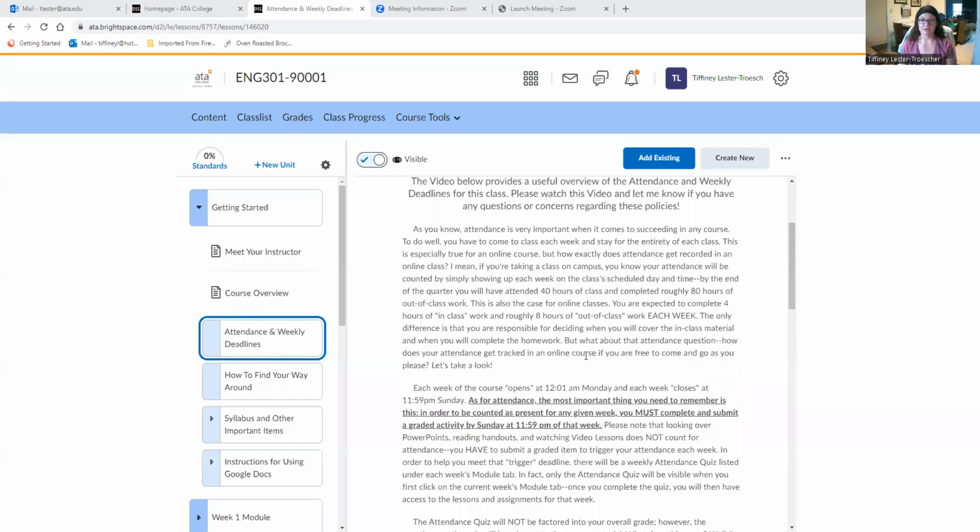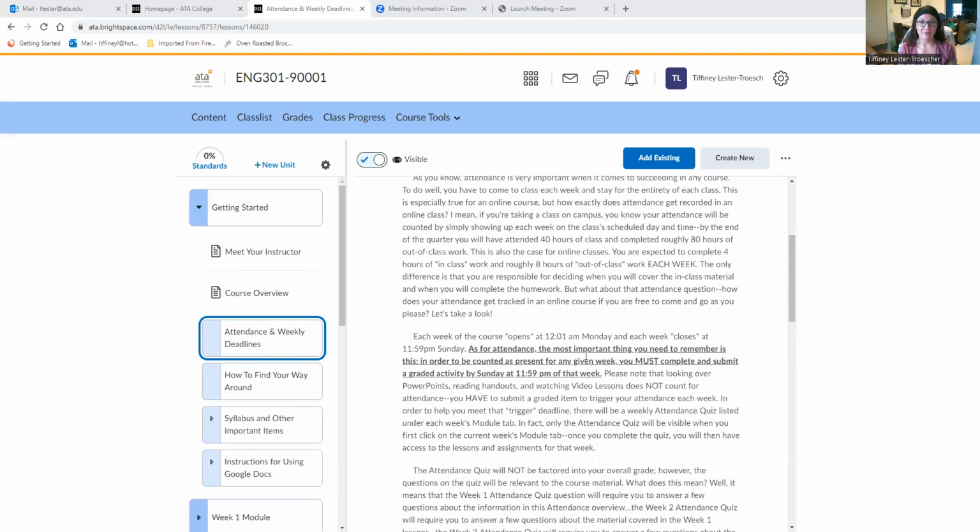Hey everyone. So I just wanted to take a few minutes to explain how attendance works for online classes, as well as going over what the standard deadlines are for homework each week. So go ahead and bring up this little section right here, which is where you're at right now.